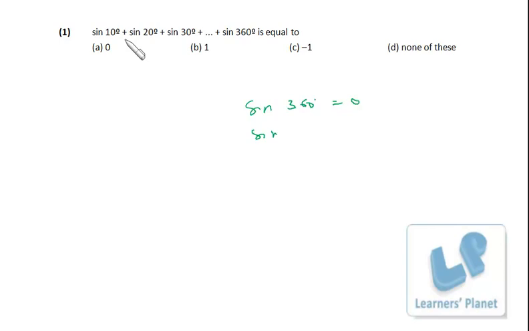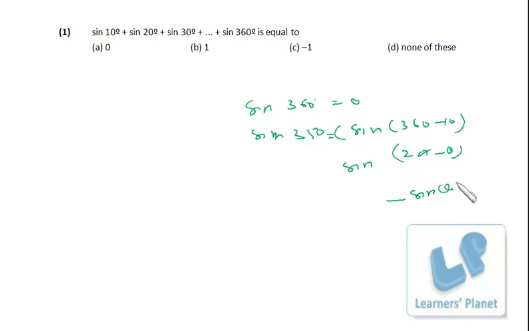Then see, there is a gap of 10 and sine 350 will be sine 360 minus 10. So that is sine 2 pi minus theta. Now sine 2 pi minus theta is nothing but minus sine theta, right? So here we are having sine 10, and sine 350 can be written as minus sine 10. That is 360 minus 10. Sine 360 minus 10 is sine 350. So sine 350 can be written as minus sine 10 degree.